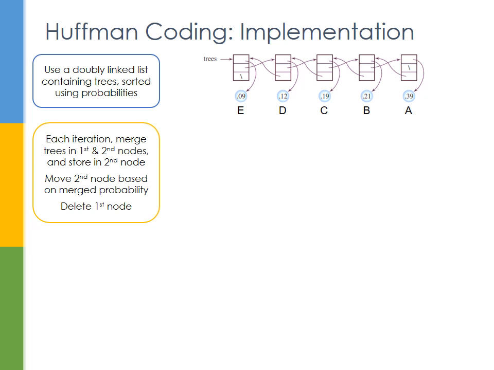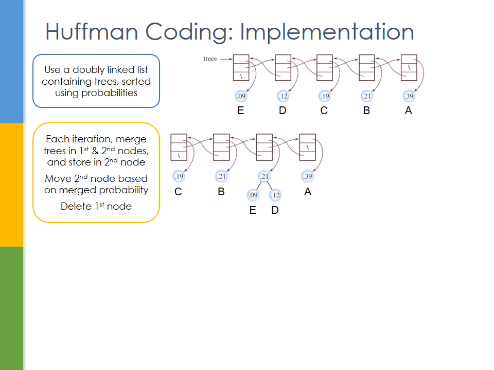Now, we could obviously have done this the opposite way around. In other words, we could have placed the merged tree into the first node and then deleted the second node, but deleting the first node is a simpler operation than deleting a subsequent node, so usually this is the way that we would approach it.